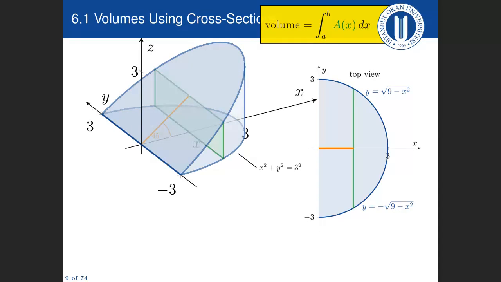Because we started with a cylinder of radius 3, this curve at the bottom is going to be x squared plus y squared is equal to 3 squared. That's the equation of a circle of radius 3. So if we look down from the top, and think of this curve as y as a function of x, the top half is y is the square root of 9 minus x squared. That's just rearranging the first formula. And the bottom half would be y is equal to minus square root of 9 minus x squared.